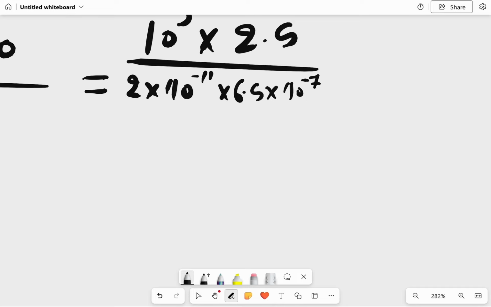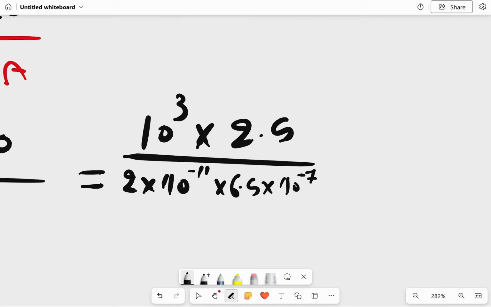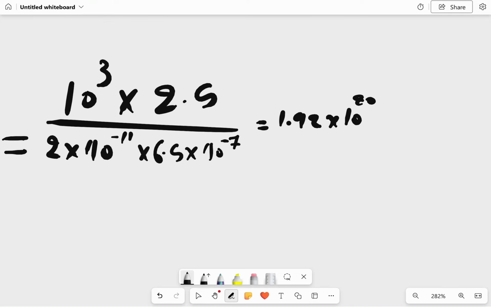Calculate this one, let's calculate it. You have 10 to the power of 3 multiplied by 2.5, divided by 2 times 10 to the power of minus 11 times 6.5 times 10 to the power of minus 7. So the final result will be 1.92 times 10 to the power of 20. What will be the unit? The unit will be meter.